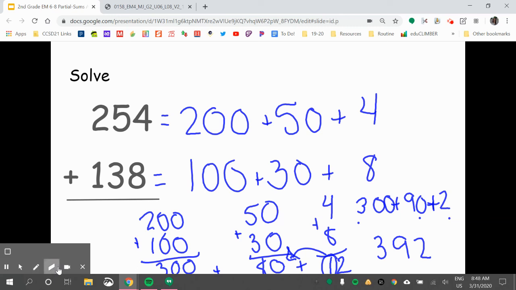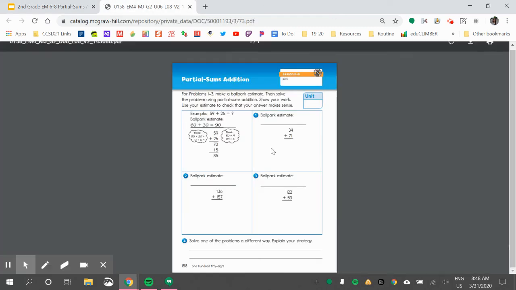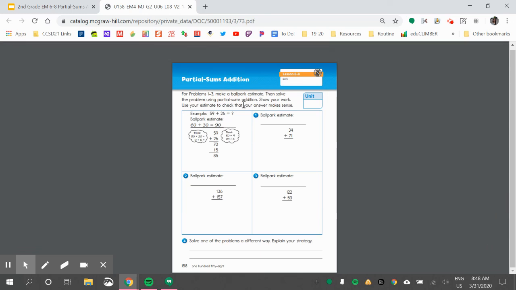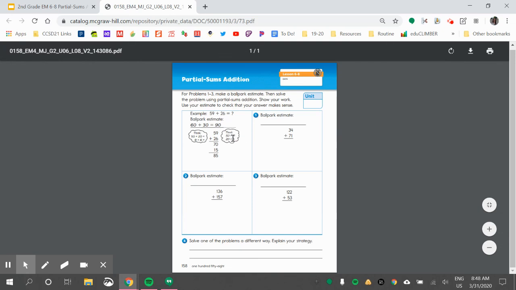You're going to work on this strategy in your math journal on page 158. For each of the problems, 1, 2, and 3, it does want you to make a ballpark estimate. Remember, we talked about ballpark estimates before spring break. If you're not sure on how to do those, you can always go back and review the lesson. Then you're going to solve the problem, the actual problem, using partial sums addition.